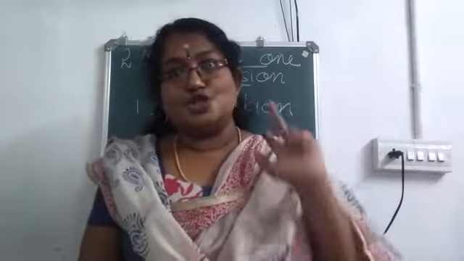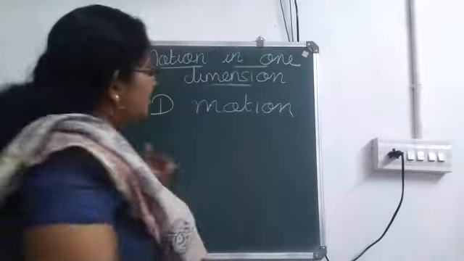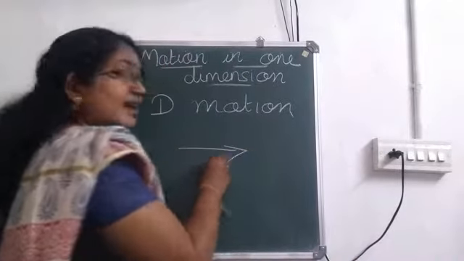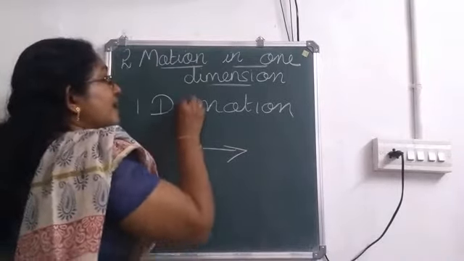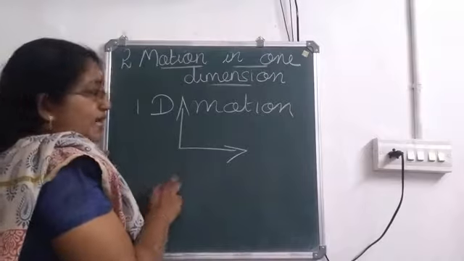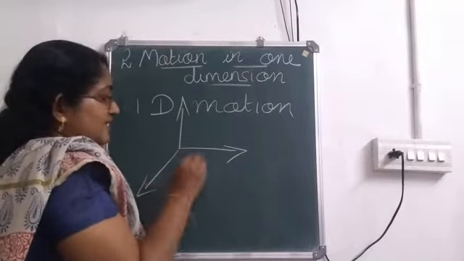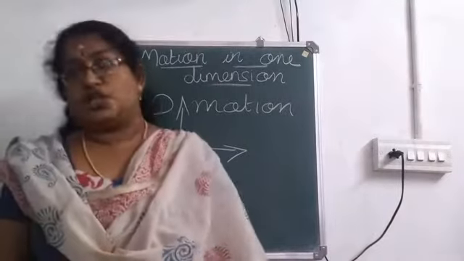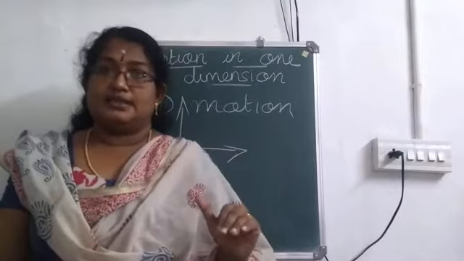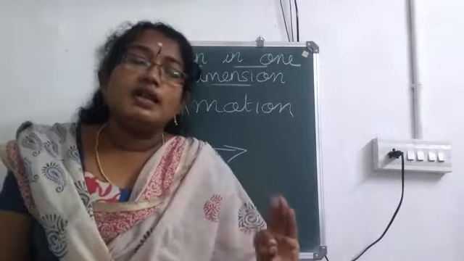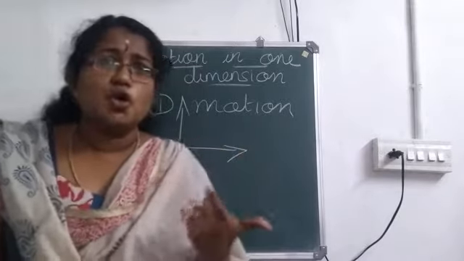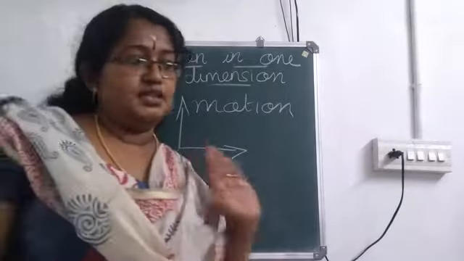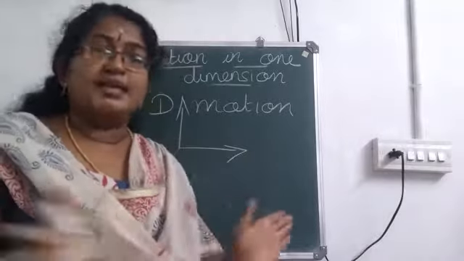So 1D, 2D and 3D. If a body moves in a straight line, that is one-dimensional motion. If it is in a plane, then two-dimensional motion, and if it is in space, then it is three-dimensional motion. And in this chapter, we are going to learn only about one-dimensional motion. Okay, so you should know what it is. One-dimensional means straight line. Two-dimensional means in two directions.